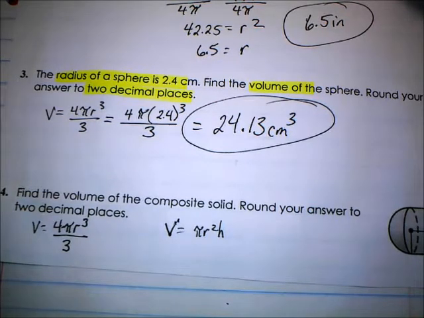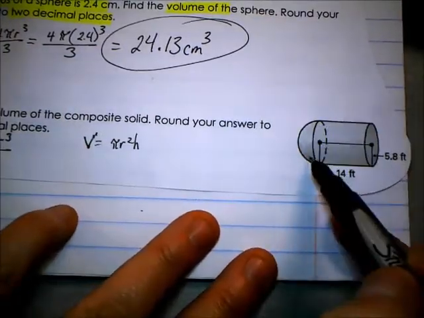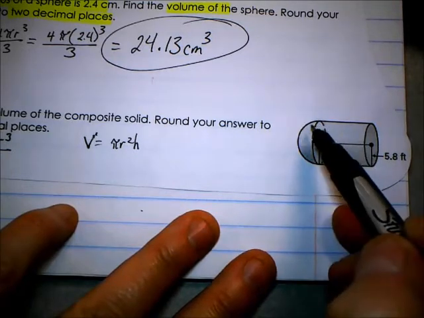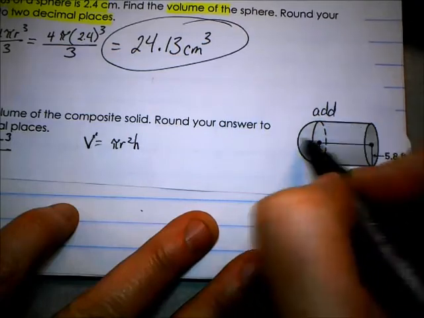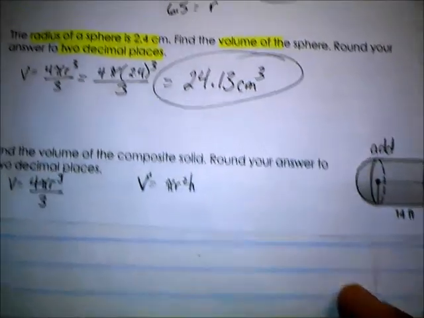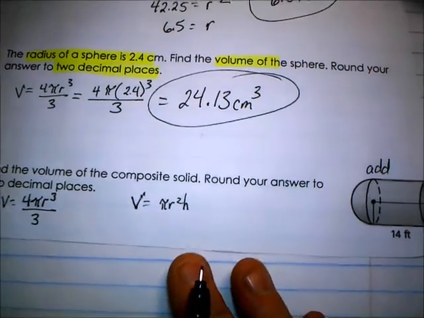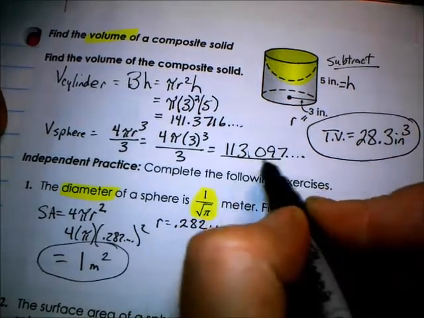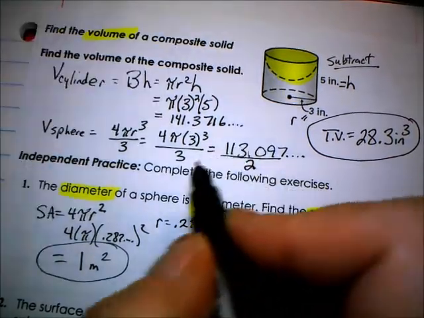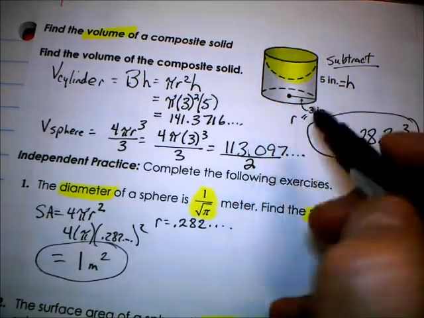Okay, then on number 4, we have a cylinder with a hemisphere on the end of it, and it's outside of it, so that means on this picture I'm actually going to have to add my 2 volumes together. So, oh, I just realized something. Up here on the sphere, I should divide this by 2, because this is a hemisphere, not a complete sphere. So this answer is wrong.